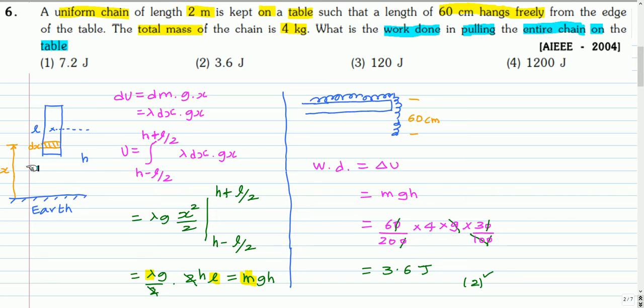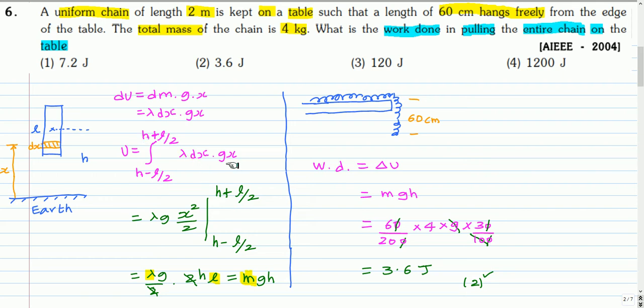The length of this mass distribution is L, so the distance from here to here is L by 2. So the distance from the earth to this point is h minus L by 2. And the upper limit is the distance from here to here, that is h plus L by 2. So the limits are h minus L by 2, h plus L by 2.